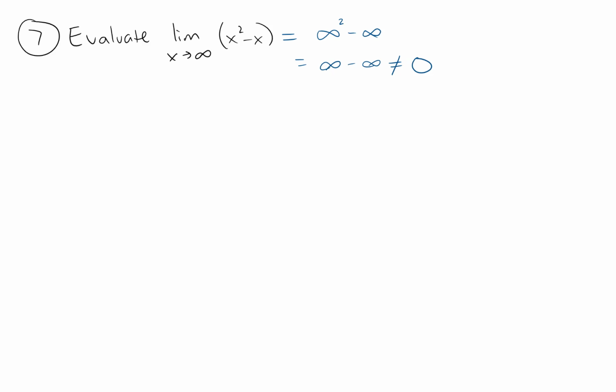Remember, infinity is not a number. This is not the same as just saying 10 minus 10 is 0, because infinity is not a number. It doesn't work that way. So we don't really know what's going on here. This idea of infinity minus infinity, that's what we call an indeterminate form. So we're going to have to find some other way of working through this problem.